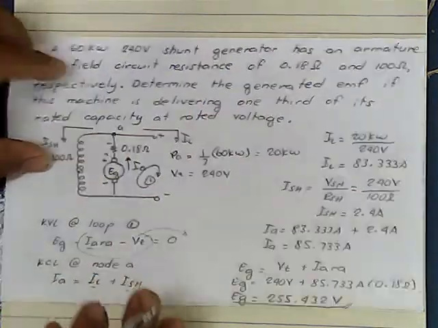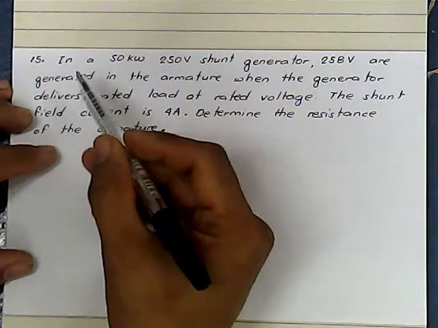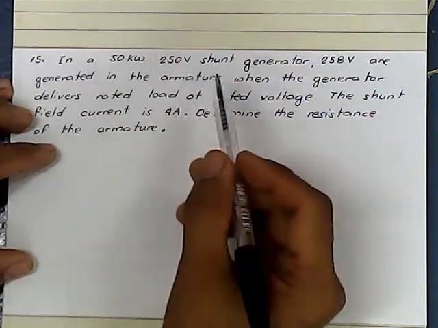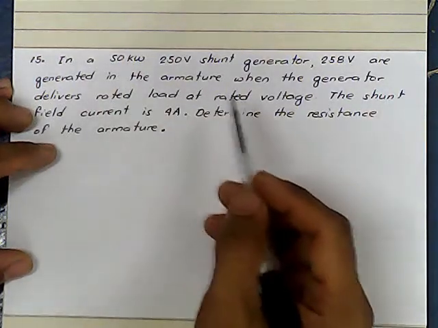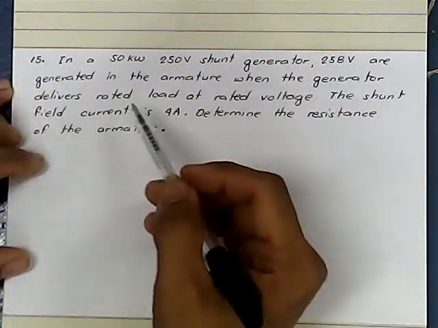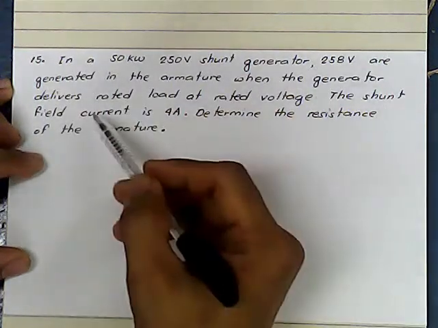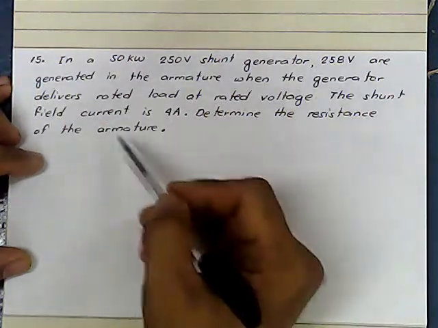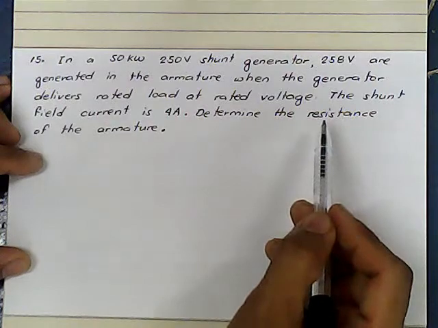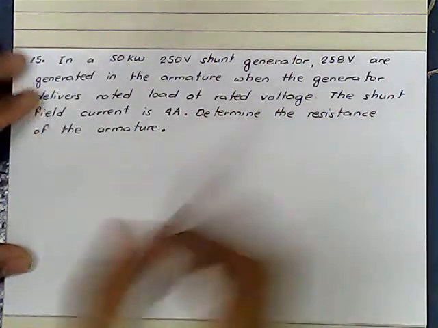Let's just be patient. So this is a different type of problem. Okay, number 15. In a 50 kilowatt 250 volt shunt generator, 258 volts are generated in the armature when the generator delivers rated load at rated voltage. So the shunt field current is 4 amperes. Determine the resistance of the armature. So ang hinahanap naman po natin dito is the RA, the armature circuit resistance.